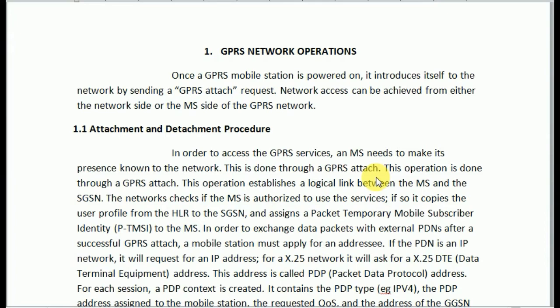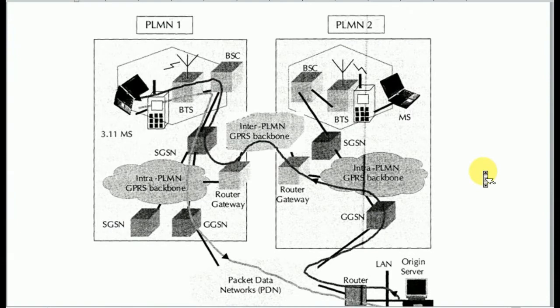This operation establishes a logical link between the MS and the SGSN. GPRS attach procedure establishes a logical path between the MS and the SGSN. So SGSN stands for Serving GPRS Support Node. You can see the picture or architecture of a GPRS network here.